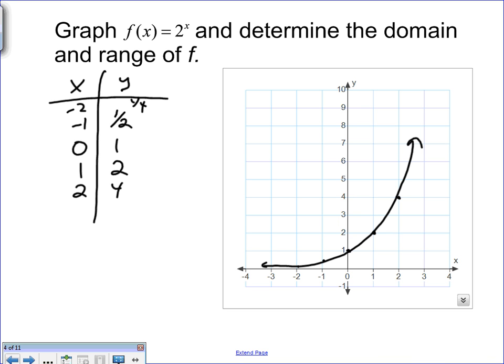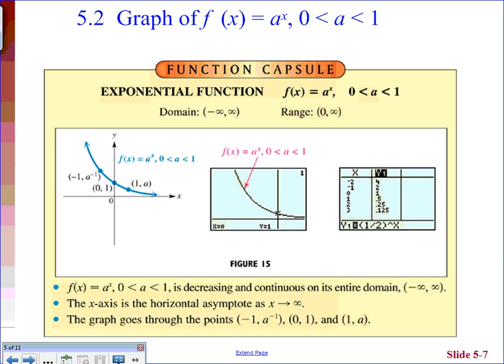I want you to graph these 3 points all the time. This point, 1, and whatever a to the -1 is. At least graph those 3 points when you're doing the graph, and maybe one more on each side, like -2. So these 5 points are what you should graph when you're asked to graph by hand.